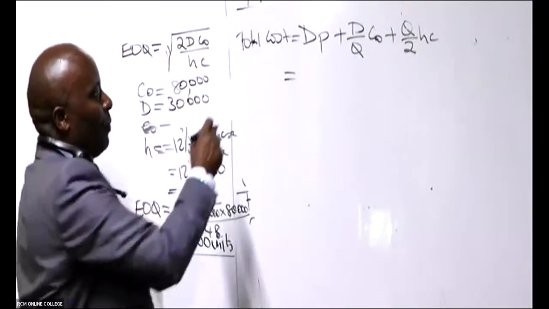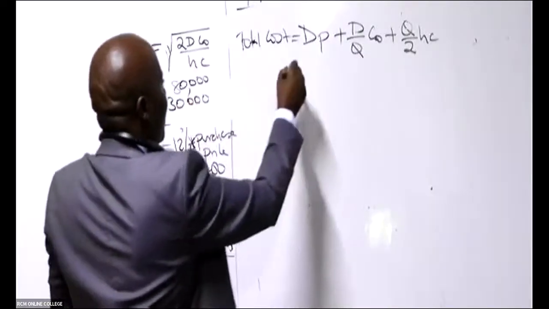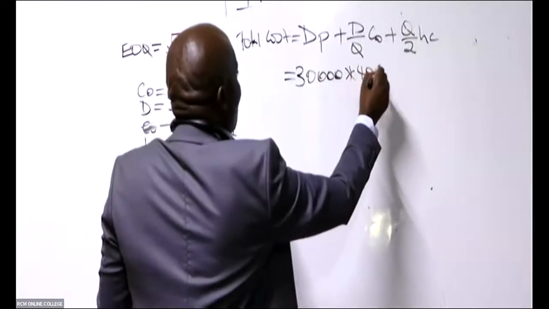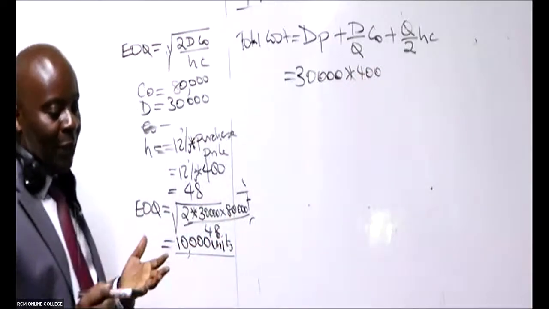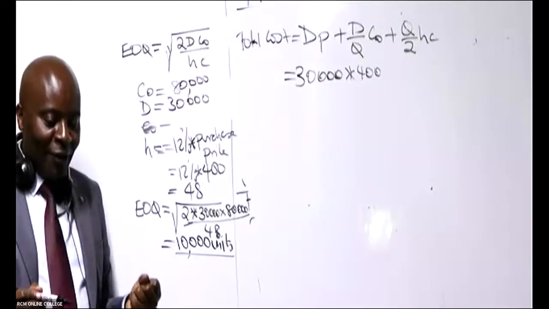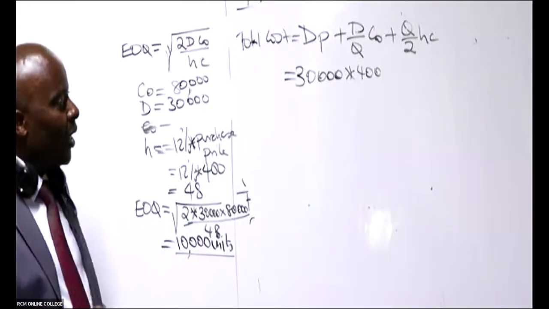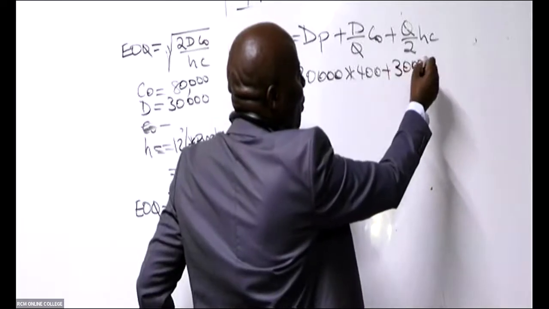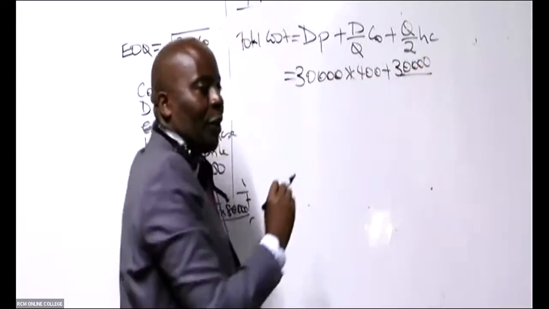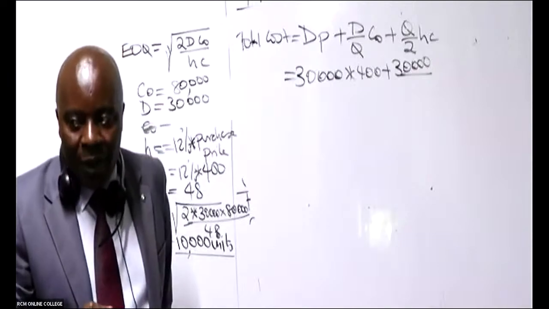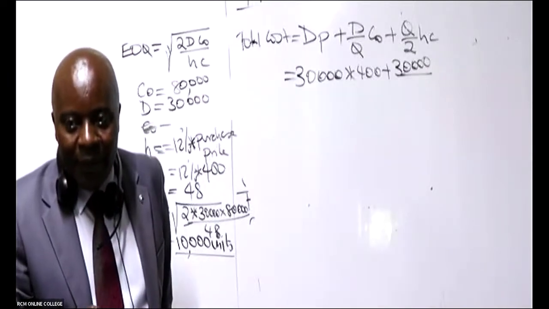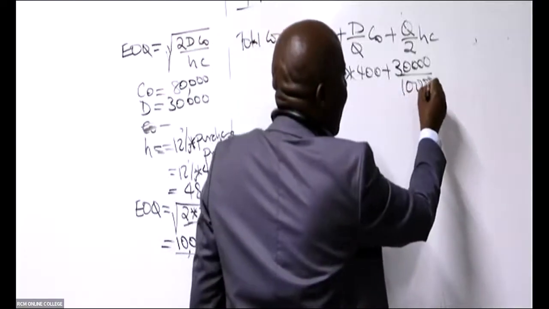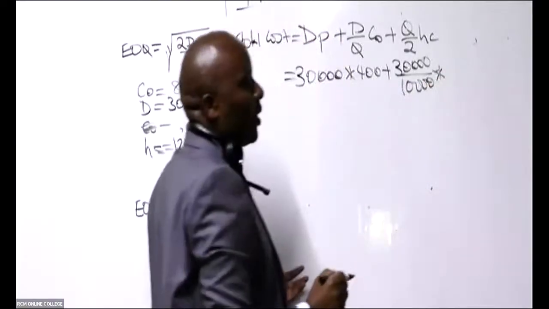Do we know the annual demand in this question? Yes, it is 30,000. The price per unit is what this sister was trying to tell me, it's 4,000, but she was able to realize very fast that it is 400. Plus the annual demand, again 30,000. Do we know the quantity now, the Q? Q is 10,000. So Q is 10,000 multiplied by cost per order.